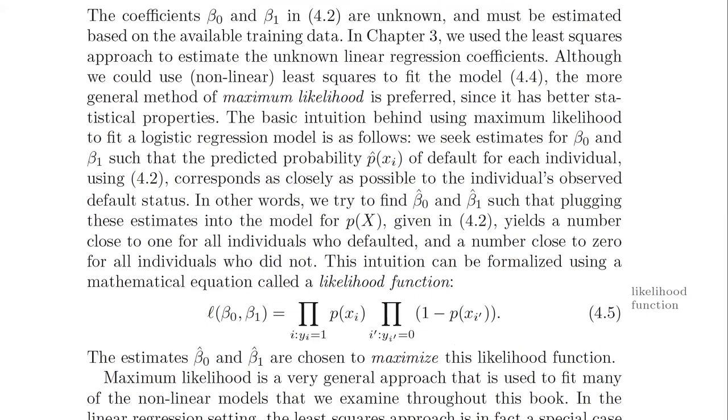For now, chapter 4, where we're working on a classification as opposed to a regression scenario. The coefficients beta naught and beta 1 in 4.2, this is logistic regression, are unknown and must be estimated based on the available training data. In chapter 3, we use the least squares approach to estimate the unknown linear regression coefficients.